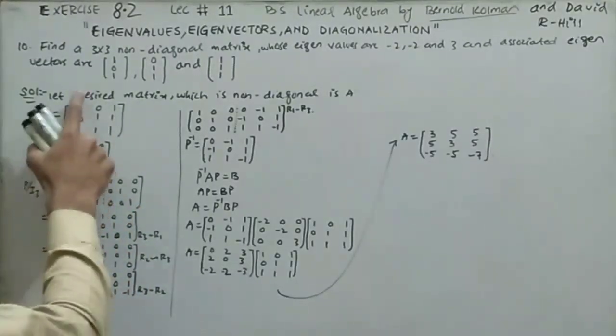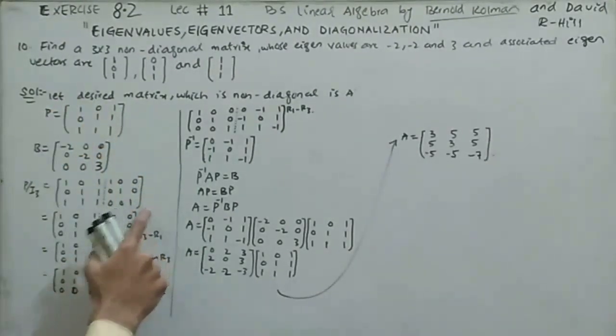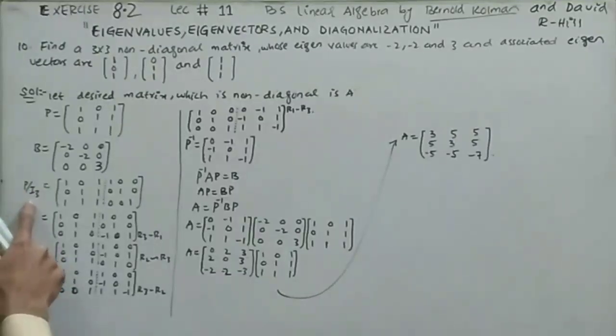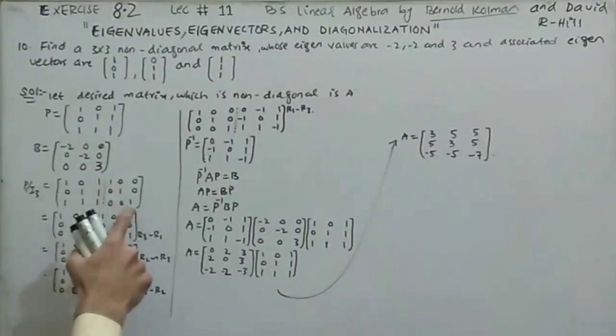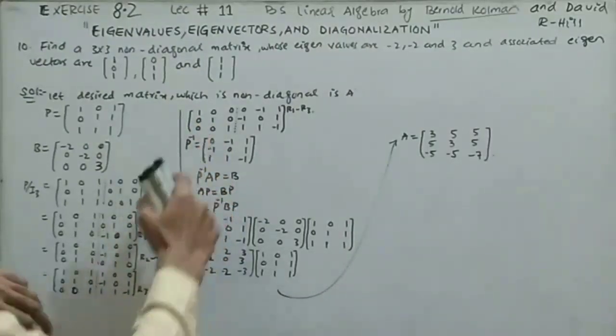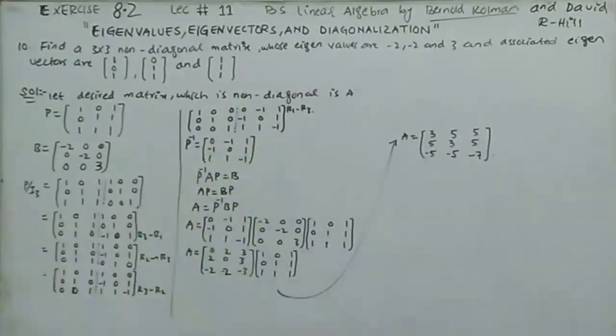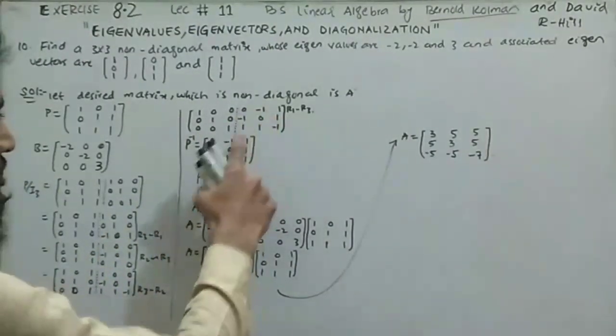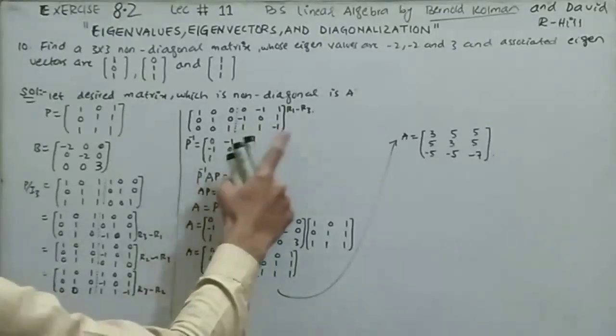Now I find the inverse of this 3 cross 3 matrix using row echelon form. We write P partitioned with the identity matrix. On the left hand side the identity matrix will be generated, and on the right hand side the inverse will be generated by using row reduction operations. So it gives P inverse as 0, minus 1, 1, minus 1, 0, 1, 1, 1, minus 1.